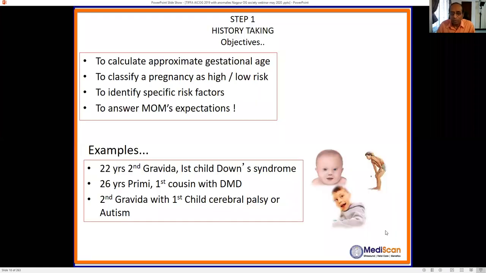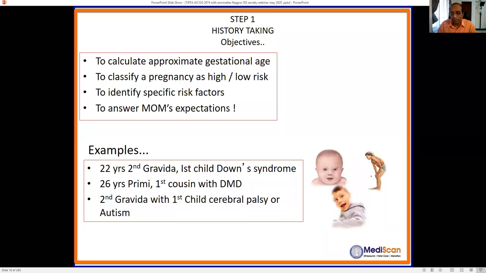Now, just to say a few words about history taking. Why do we take history? Because we want to know approximately the gestational age, because the anatomical structure which you see depends on the gestational age. If her dates are off by about 3 to 4 weeks, then you need to revise your anatomical expectation from the patient. Second is to classify a pregnancy as high risk or low risk, to identify specific risk factors during the scan, and also to answer the mother's expectations.